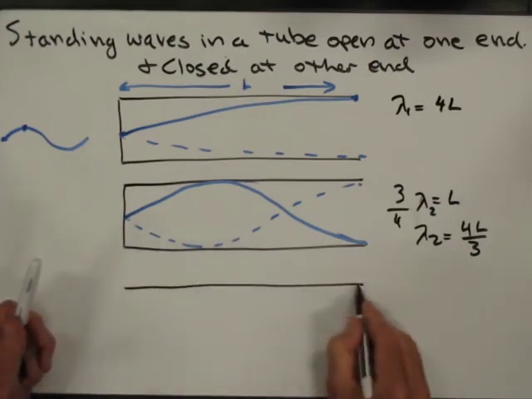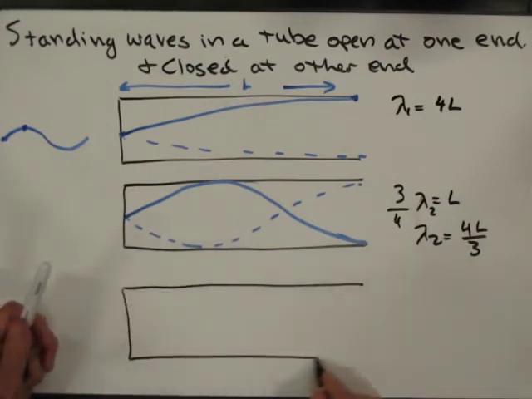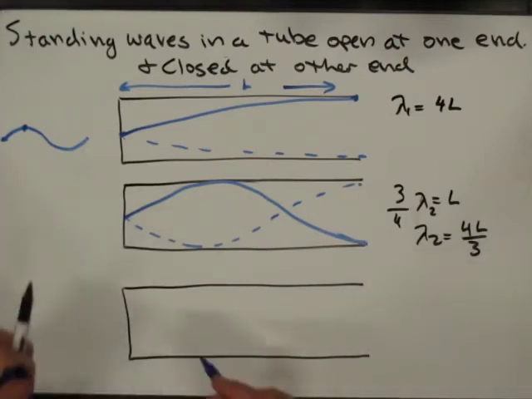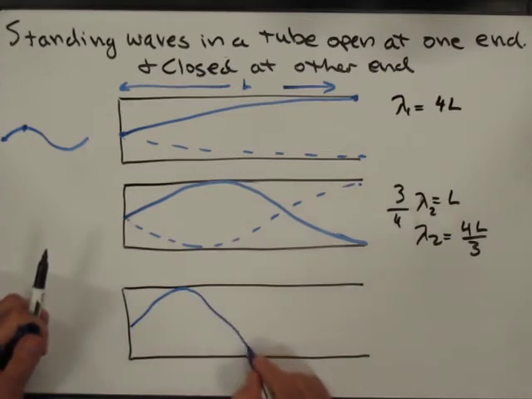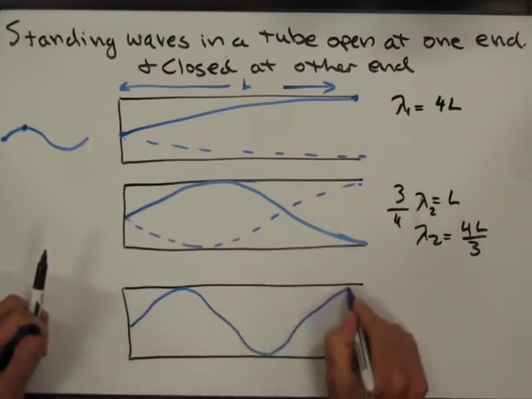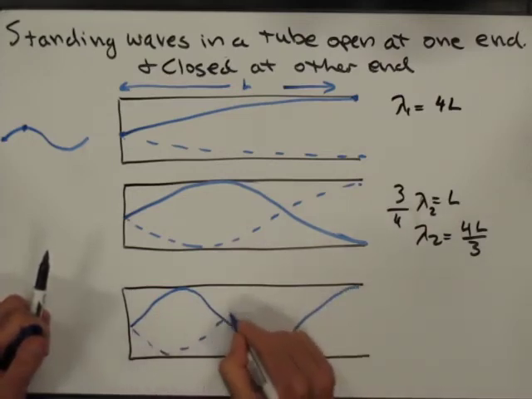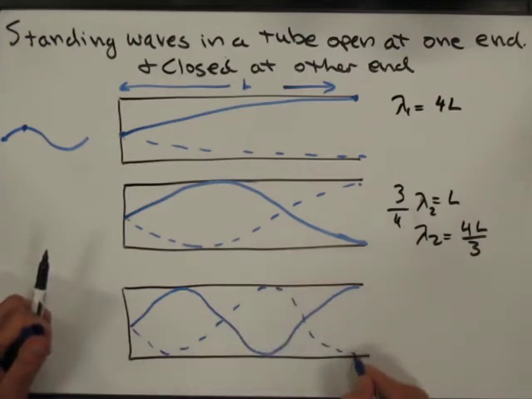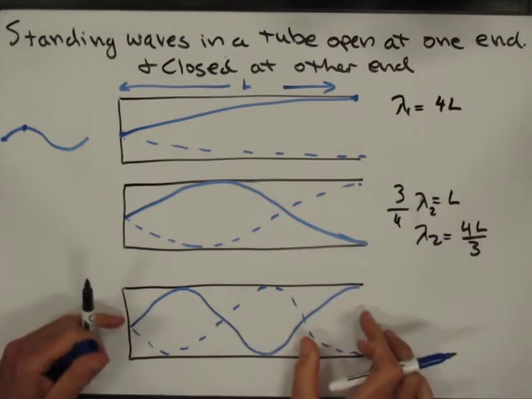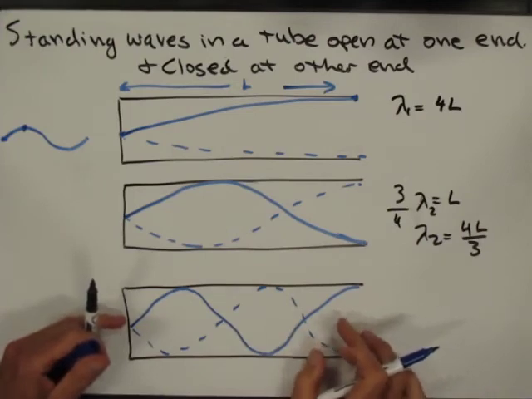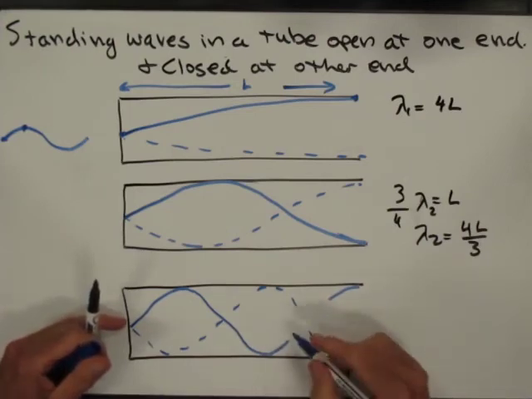The next one is going to look like this. It's going to have 2 of those nodes in it, and it's going to get harder and harder for me to draw. So I'm going to do 1, 2, 3. Not too bad. So that's a full wavelength, and that's a quarter of a wavelength, not drawn very well by me, but what are you going to do?